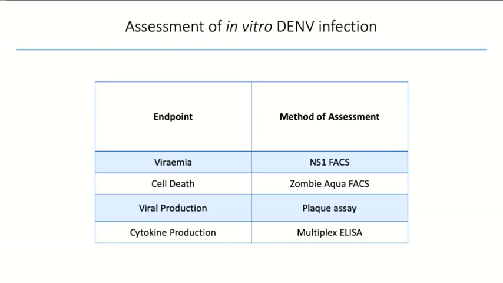To assess the course of infection in the screen, I decided to assess the following parameters. Firstly, looking at viremia, which is the percentage of infected cells, and looking at cell death by a fixable live dead stain, zombie aqua. So these endpoints were both analyzed by flow cytometry. In addition to this, I wanted to look at the amount of virus that was produced by infected cells, and I decided to do this by plaque assay, and to look at cytokine production from infected cells, and this was performed by multiplex ELISA.